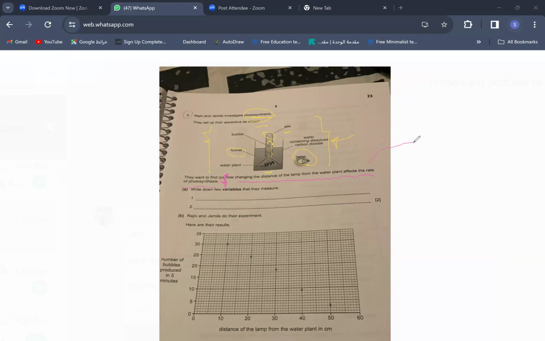From this question, I want you to give me the variables. What are the variables here? Rajiv and Jamila do their experiments here. Okay, write down two variables. Many types of variables depending. Okay, the first thing they measure is, of course, the amount of water containing dissolved carbon dioxide. Amount of water containing, equal to, okay. And the amount of bubbles, of course.